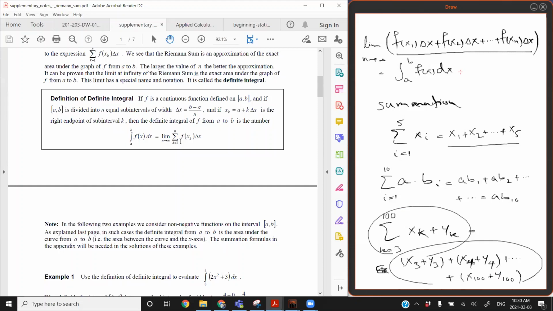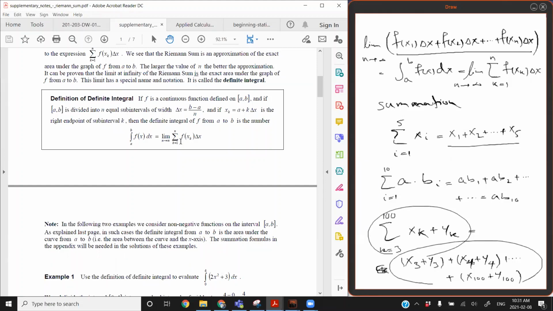So I can say that this is actually the limit as n approaches infinity of, rather than writing this, I write sigma of f of xk times delta x, where k changes from 1 up to n. It goes from 1, then 2, all the way up to n. So do we understand this definition now?